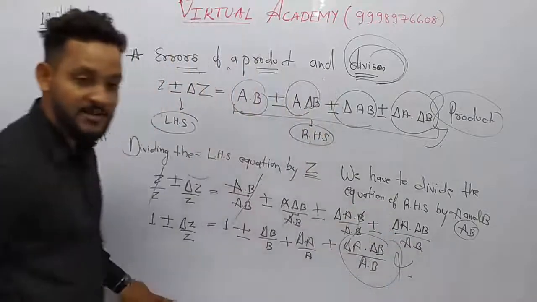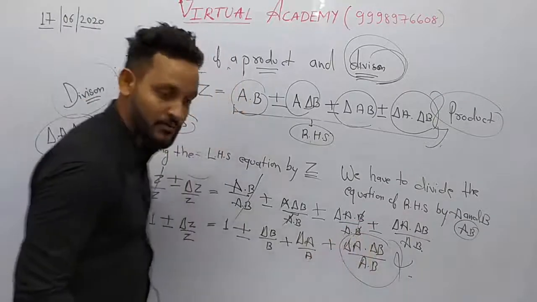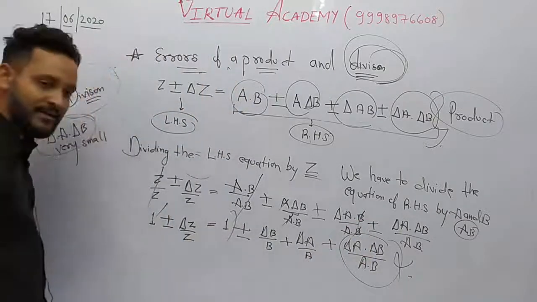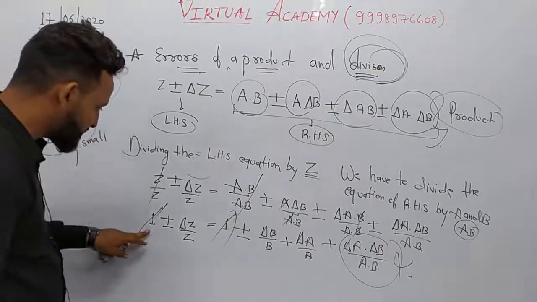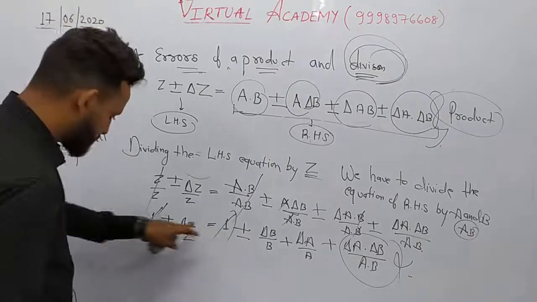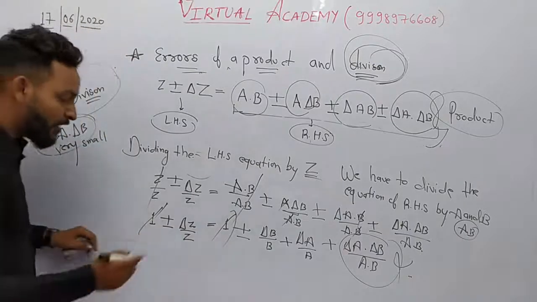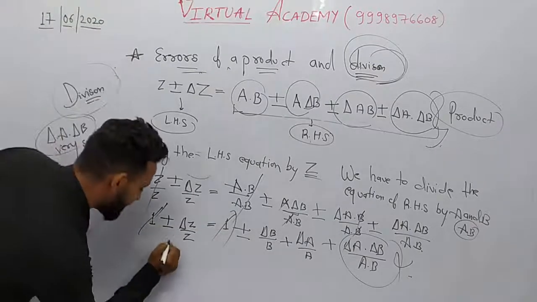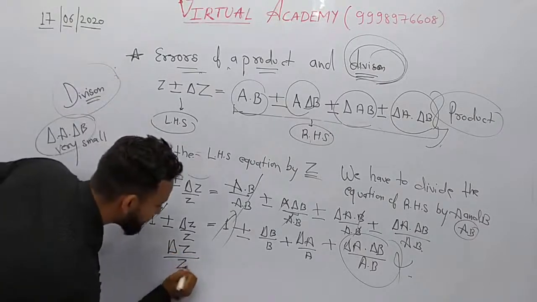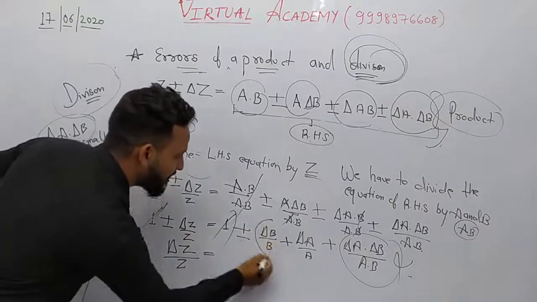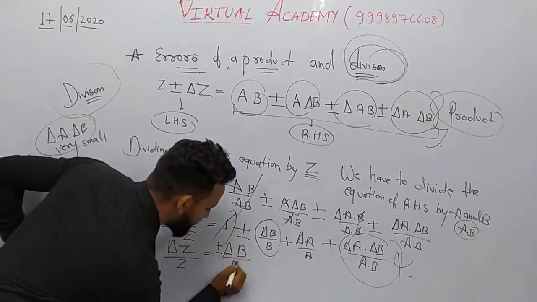So what did we do? We neglected this term. So this term cancels out. If 1 goes to 1, what happens? It cancels out, because plus, and when we bring this term here, it is converted into minus. So 1 minus 1 is 0. Now which term is left? So it's delta z upon z equal to delta b upon b plus minus delta b upon b.